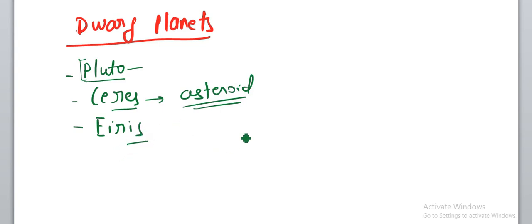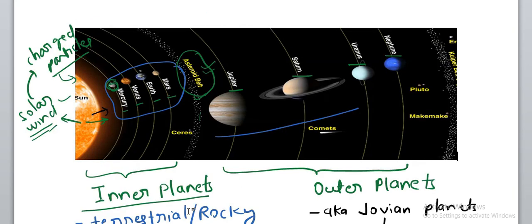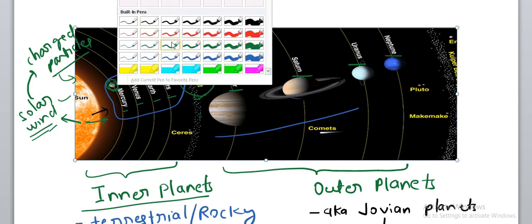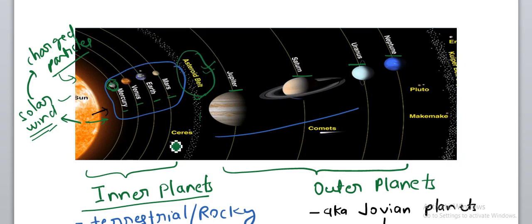So in this image we can see here Ceres. It is basically present in the asteroid belt between Mars and Jupiter, and this is one of the largest asteroids, right? So these are all the things that we need to know in the solar system, right?